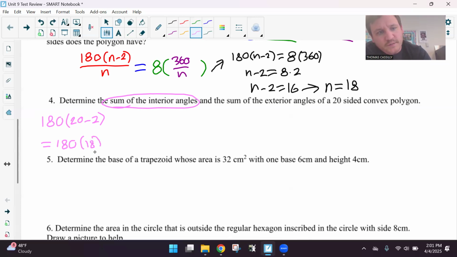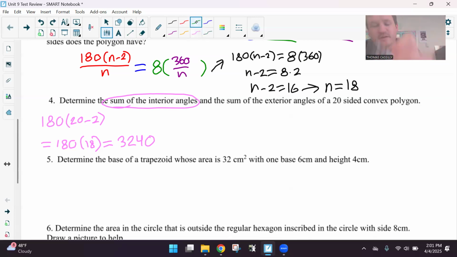I don't know what 18 times 18 is, so I don't know this one. So 18 times 180, 3240. All right, so if I take every single angle on the inside of that shape and I add them all up, I get 3,240.